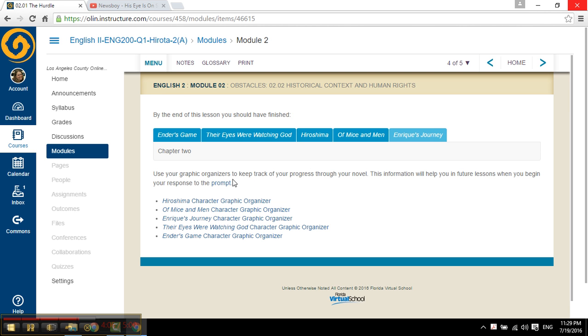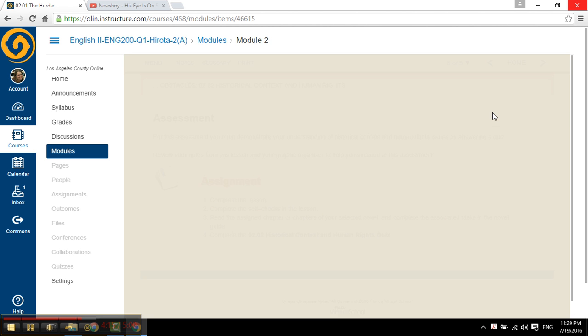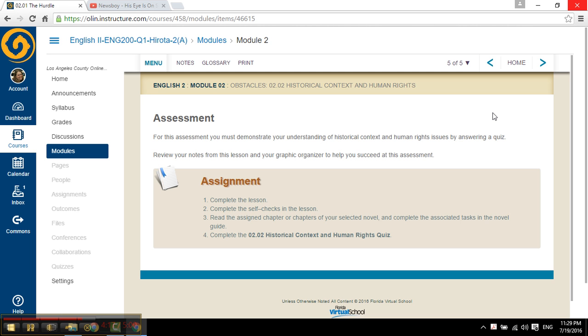And then your graphic organizer needs to be filled out again. And for this lesson, it is a quiz as well as turning in the graphic organizer. So you're going to read the assigned chapter or chapters of your novel, complete the graphic organizer for this chapter. Remember, it's going to be different than the last one you turned in. This is for these chapters now. And then you will take the historical context and human rights quiz.